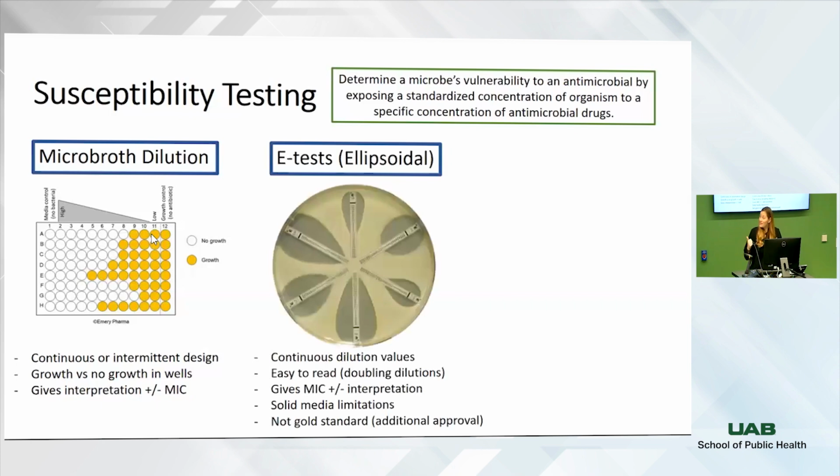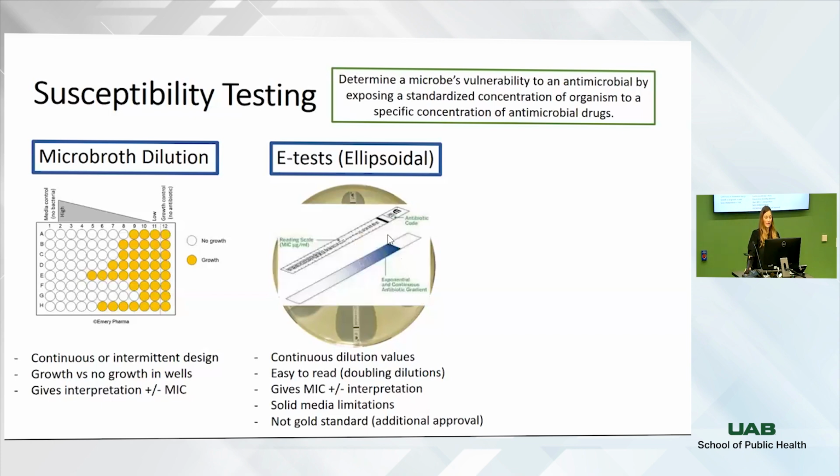We have E-test. These are very popular. They're pretty easy to read. So the E stands for ellipsoidal, as you can tell, creates a nice ellipse. And we read it where the ellipse meets the strip. So that would be your MIC value. So these are very easy for people to read. This strip has a gradient of antimicrobial on it in a range of dilutions. And so this gives both an MIC and an interpretation.